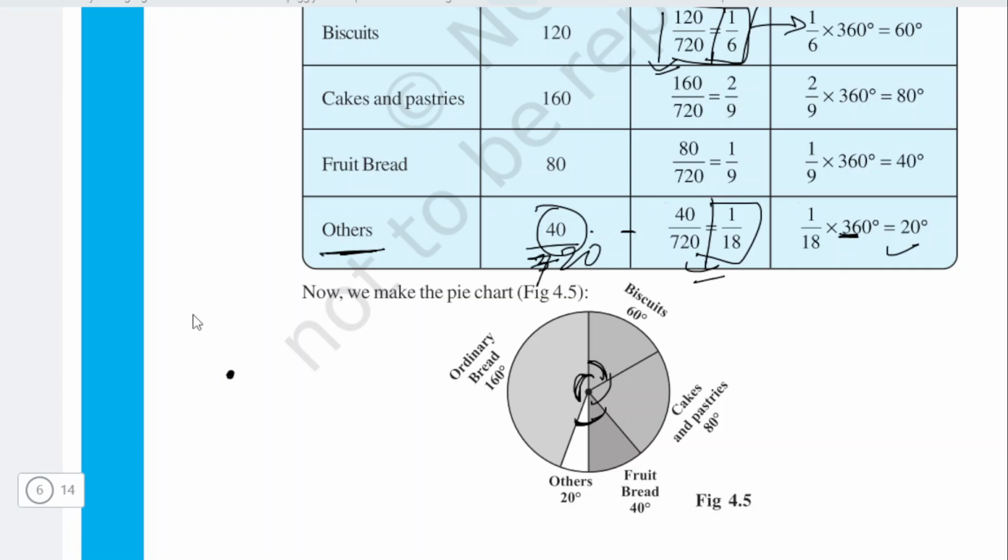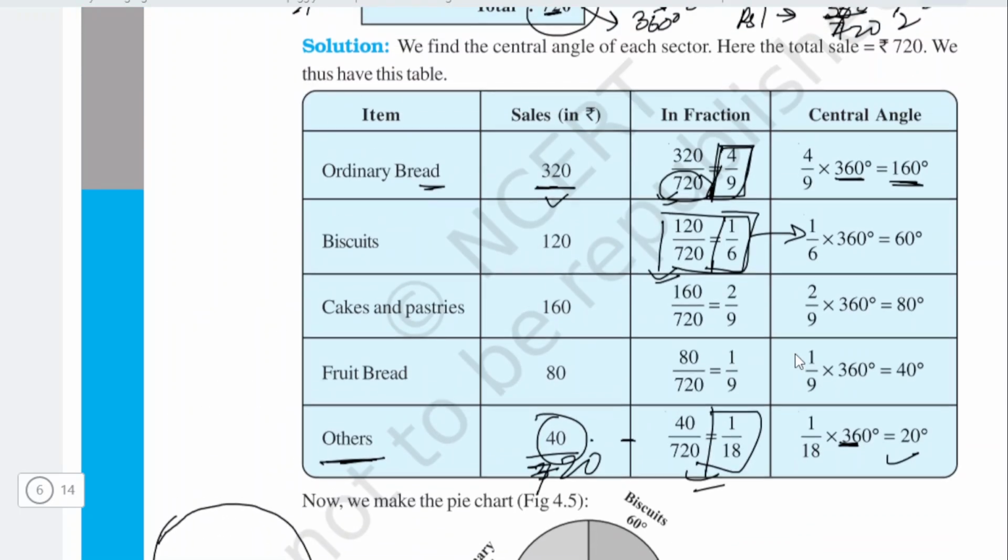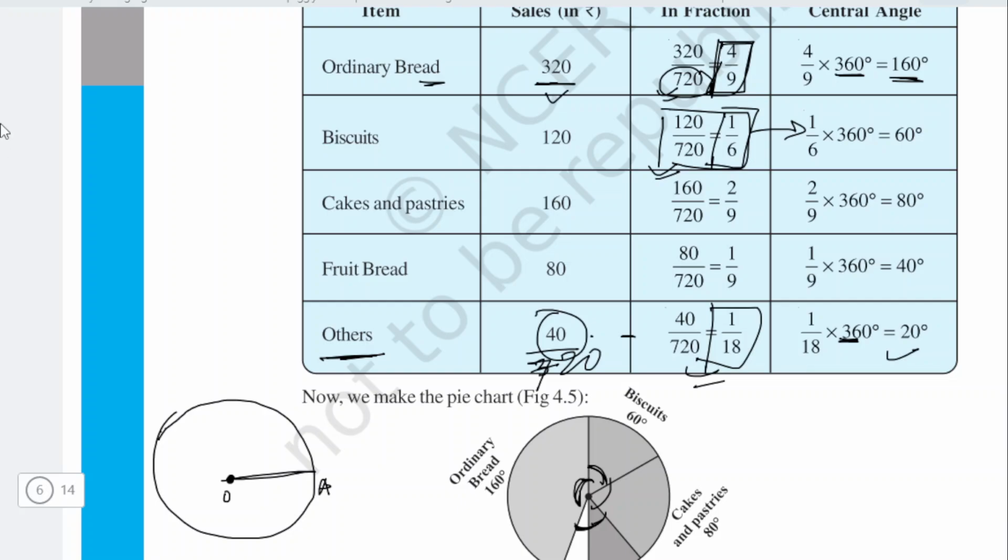So you will first draw a circle. Okay, by taking a center you will draw a circle. Then you will mark here this something OA or something radius. Now using this radius you will first draw ordinary bread for 160 degrees. Okay, so you will place your protractor, then measure 160 degree and draw a line. This will be your ordinary bread.